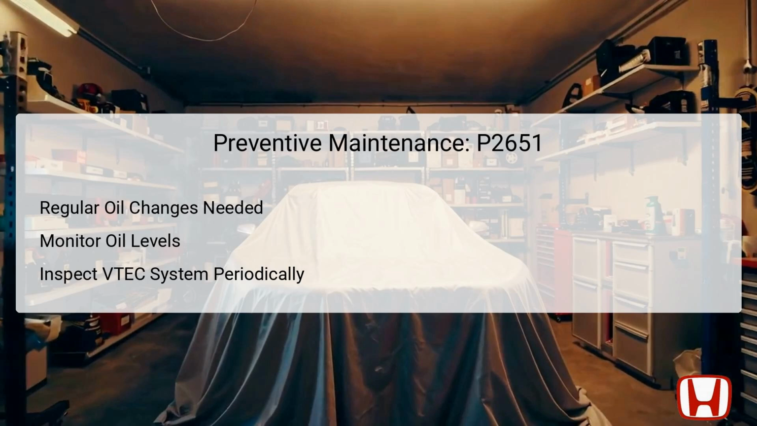Keeping an eye on engine oil levels is equally essential, as insufficient oil can significantly impair the effectiveness of the rocker arm oil control valve and other components. Additionally, periodic inspection of the VTEC system ensures that all passages remain unclogged and functioning properly, extending the lifespan of critical engine components. By adhering to a well-structured maintenance schedule, you can enhance engine performance and efficiency while mitigating the risks of encountering DTC P2651.